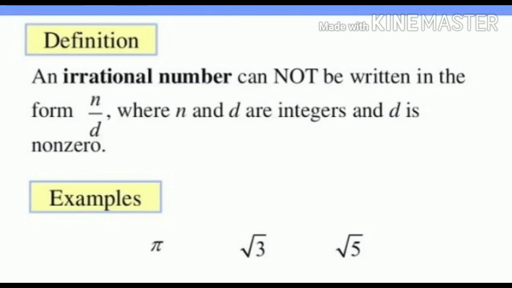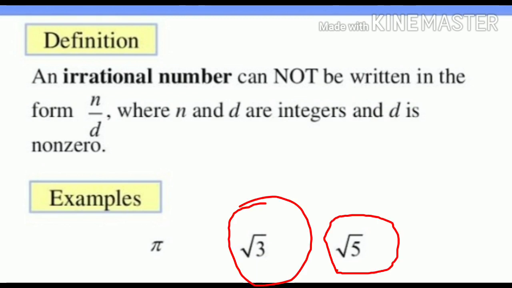Before starting the practice set, let's see the definition of an irrational number. An irrational number cannot be written in the form n upon d, where n and d are integers and d is non-zero. It means fraction numbers are not called irrational numbers. Only non-perfect squares are called irrational numbers.